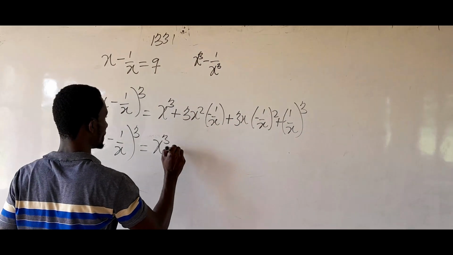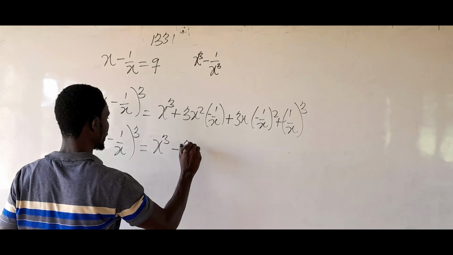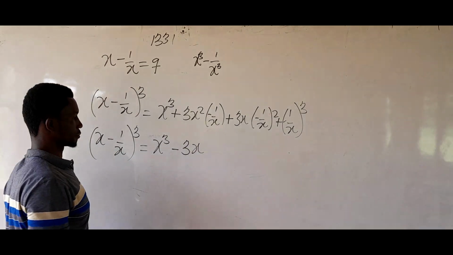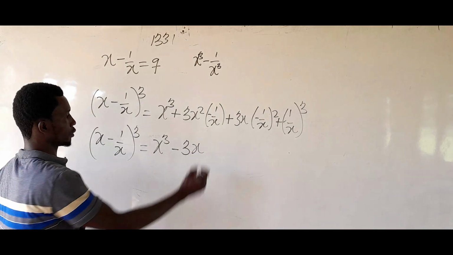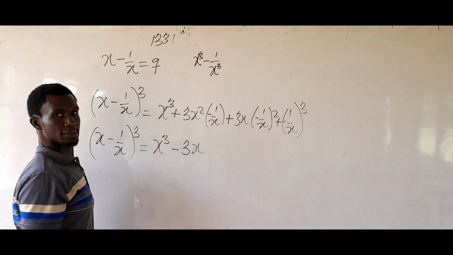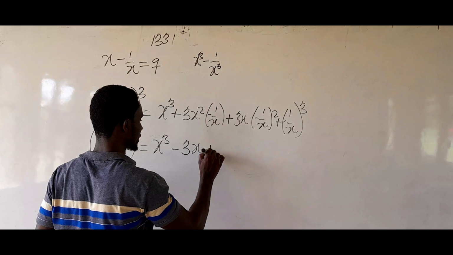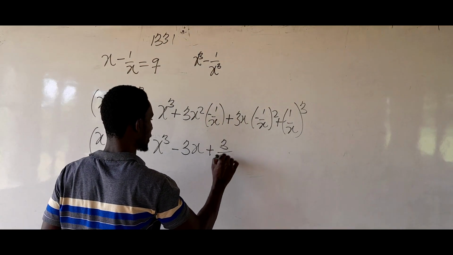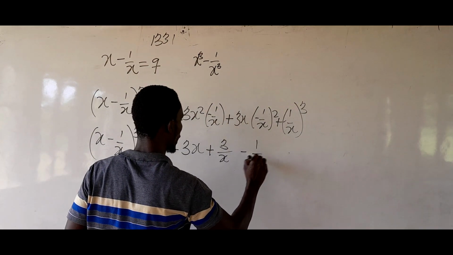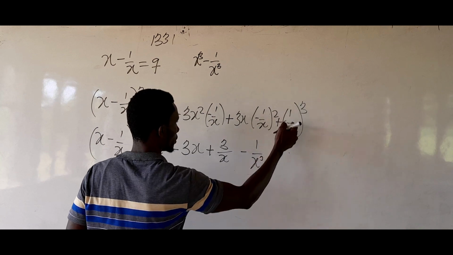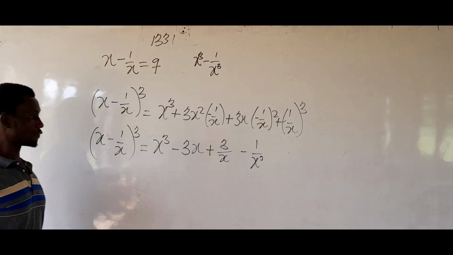This one will give you minus 3x, because the x will cancel one of these x. So minus 3x. And here is negative, and here will give you plus 3 over x. Then minus 1 over x cubed. This is what you have.